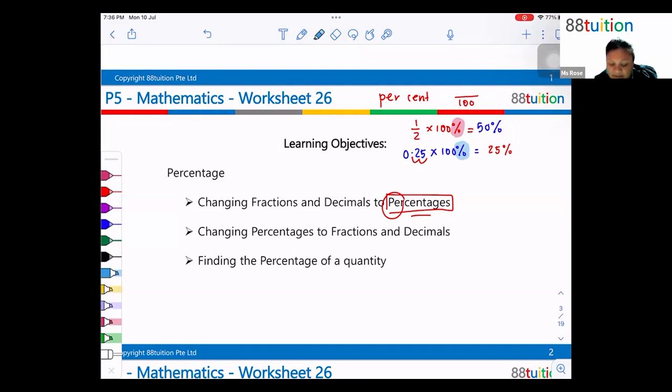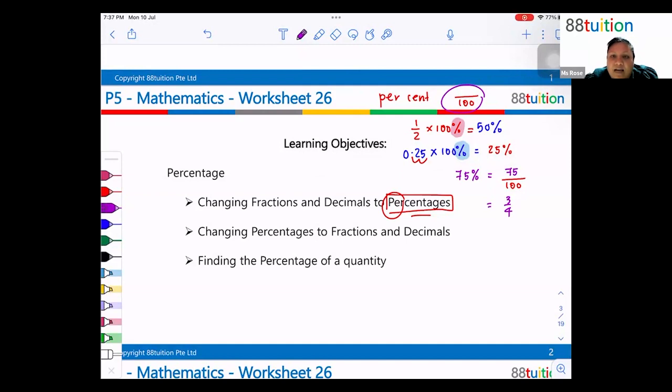Okay, so similarly, if I were to change a percentage to a fraction, let's say 75% to a fraction, it is 75. Percent means over 100, right? So I will take it over 100. I put it here, so it's 75 over 100. If I simplify this, I will get 3 out of 4. Just take note of this.